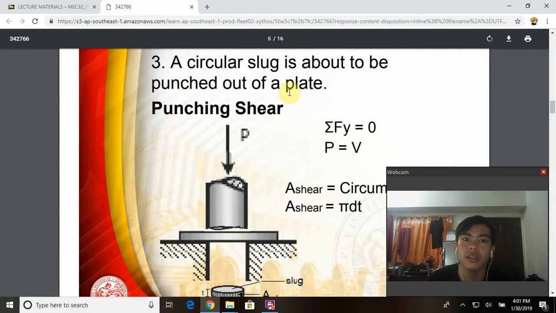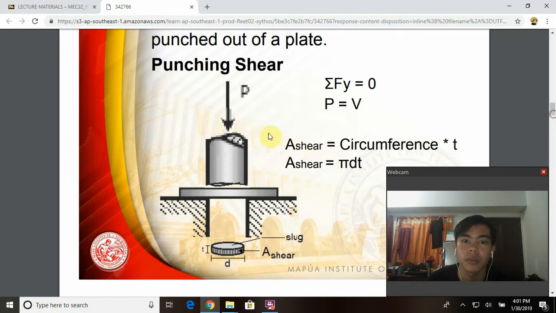This is a circular slug. It's about to punch out a plate. This is the area, which is pi dt.